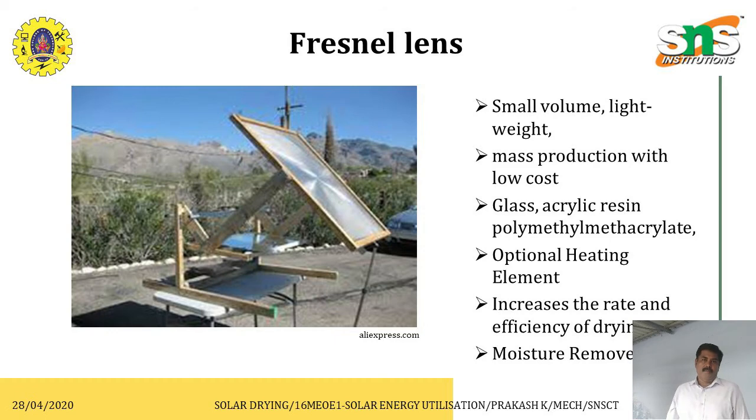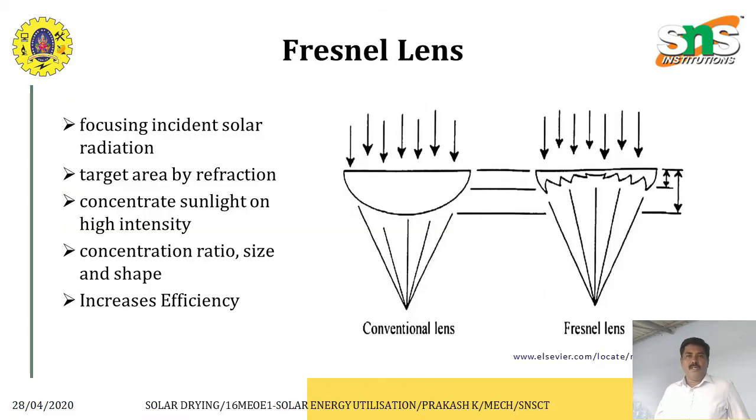Now see here. If the normal solar dryers' efficiencies could not be increased, then what to do? There is an alternative source. In this picture you can see a Fresnel lens is used to direct the sunlight towards the dryers. So this way of heating the food materials paves a way for increasing the efficiency of the solar dryers.